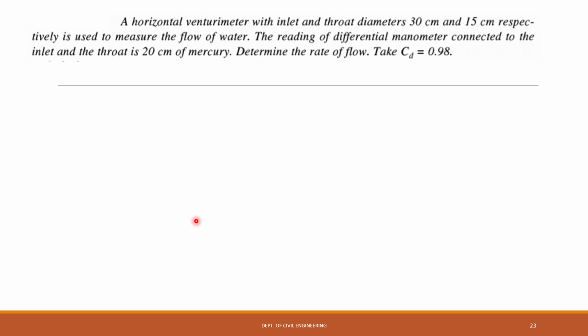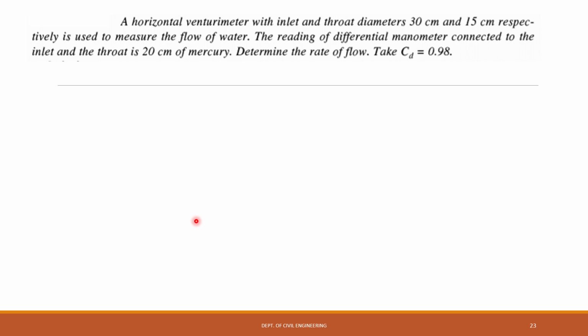A horizontal venturimeter with inlet and throat diameters 30 cm and 15 cm respectively is used to measure the flow of water. The reading of differential manometer connected to the inlet and throat is 20 centimeters of mercury. Determine the rate of flow. Take CD is equal to 0.98.